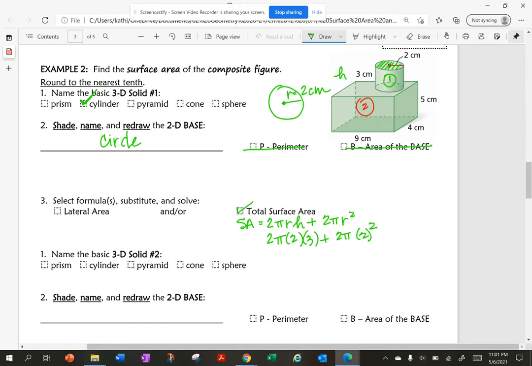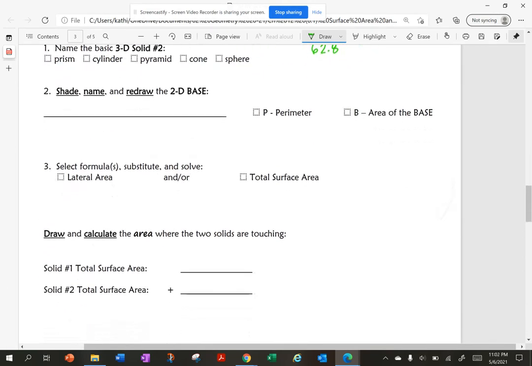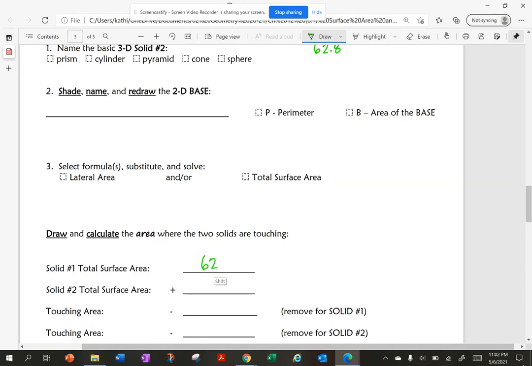Okay, since I'm working with finding the composite area, I'm going to round. So this rounded to 1 decimal place is 62.8. So I'm going to put that down here for my first figure: 62.8.